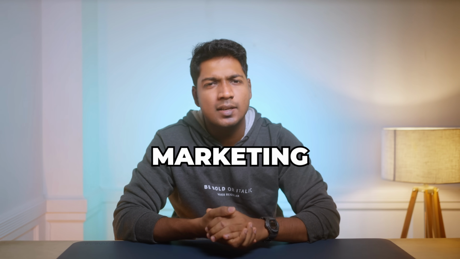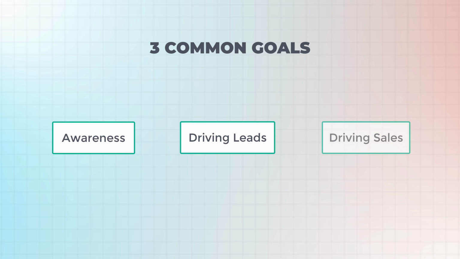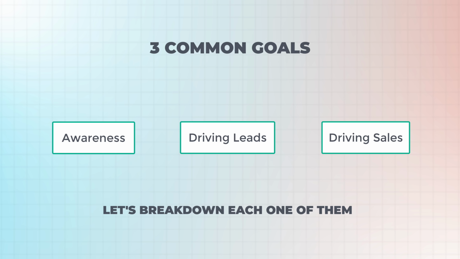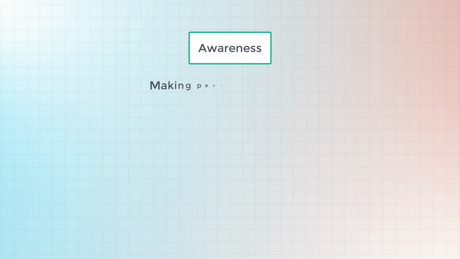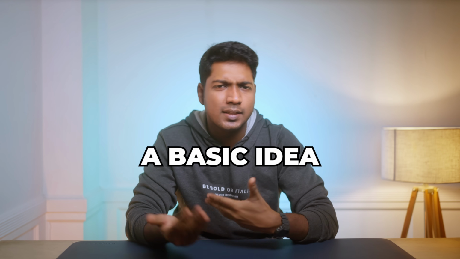In social media marketing, there are 3 common goals in which you can choose. First one is awareness, driving leads, and driving sales. So let's break down each one of them. First, we have awareness. Awareness is making people know about your brand, product, or service that exists and giving them a basic idea of what you offer.